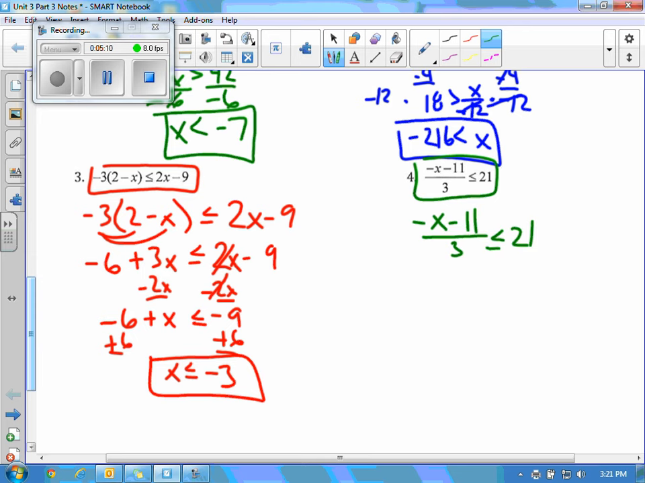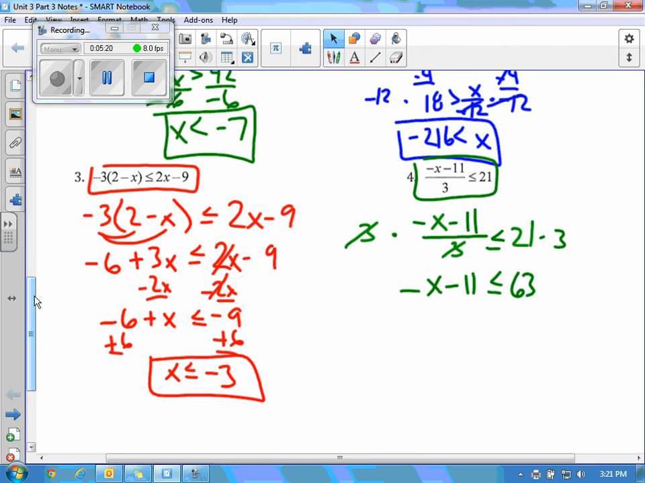So the first thing you're going to do is clear out this denominator by multiplying both sides by 3. So that cancels. We have -x - 11 ≤ 63. I'm going to let you solve number 4 from there.